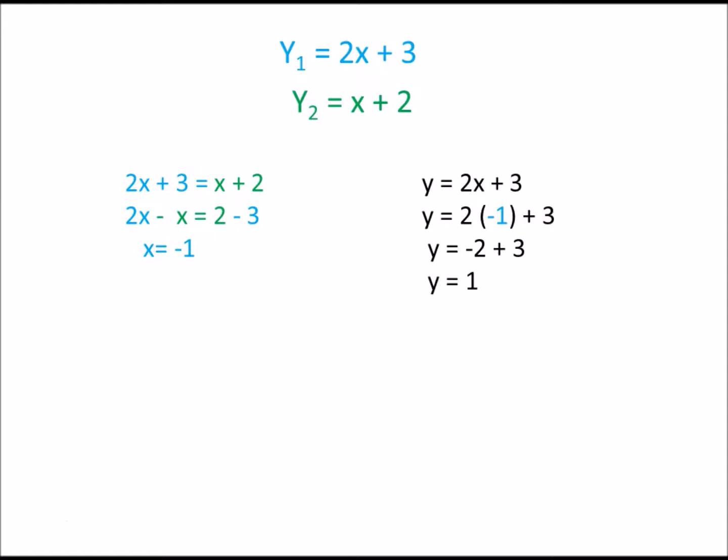And then we're going to get y equals 1. So then from this part right here, algebraically, we're going to put it into ordered pairs. And when we put it into ordered pairs, it's going to be x equals negative 1 and y equals positive 1. So now let's go back to that graphing and let's talk about that.